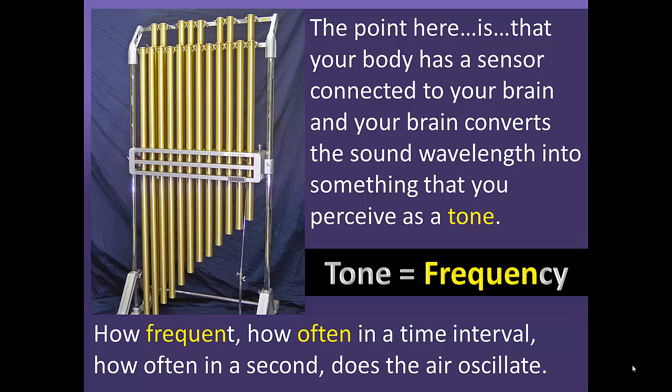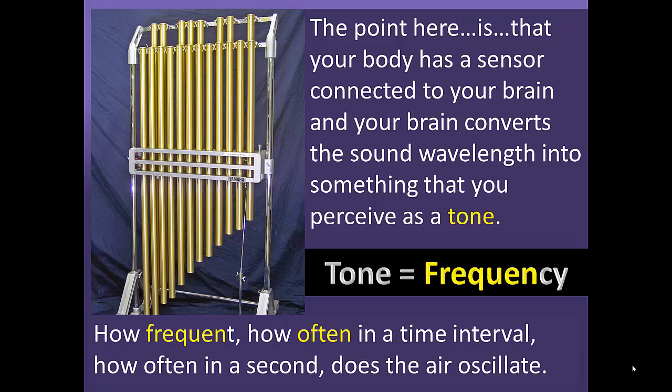It could have harmonics in it, and it's a very rich tone. It's, as musicians say, a fat tone. But basically, let's keep it simple. A tone or a frequency is a wave that cycles, how frequent or how often in a time interval, how often in a second does the air oscillate. So when we talk about a sound frequency or a tone, we're talking about how often does the air pressure go positive, negative in that cycle within 1 second.